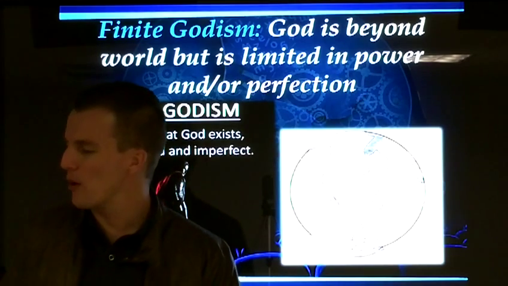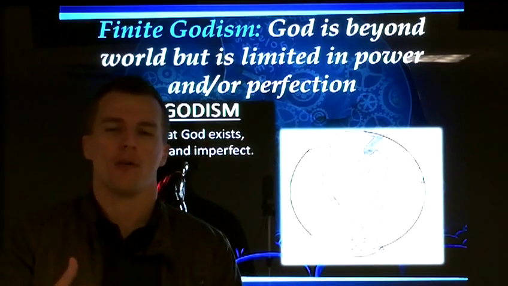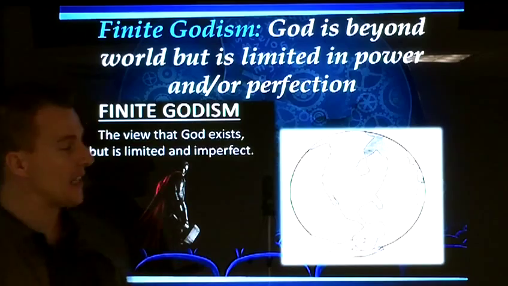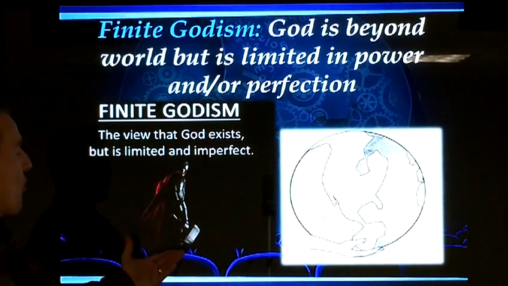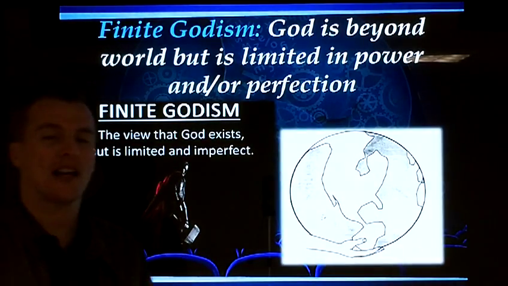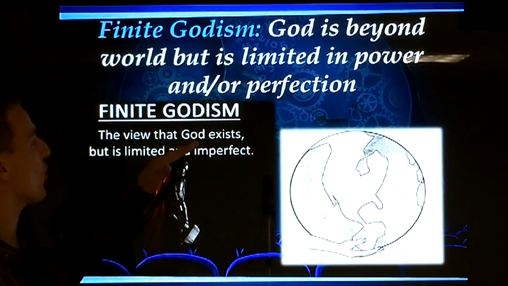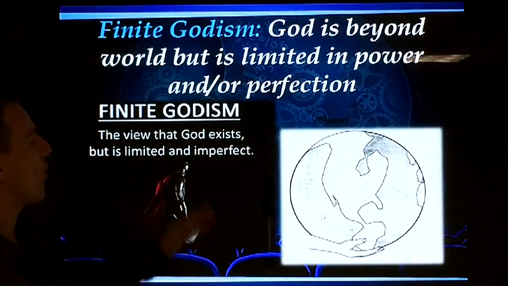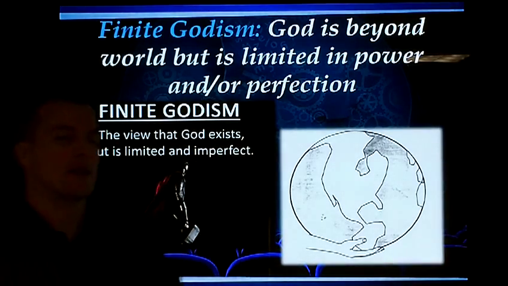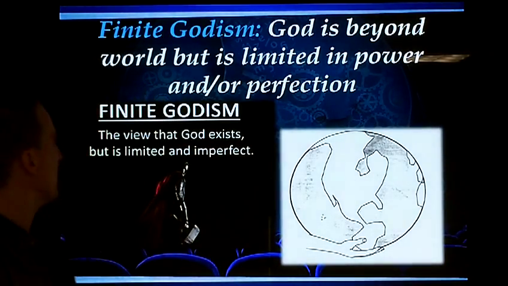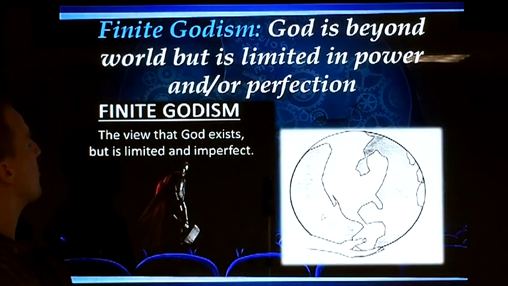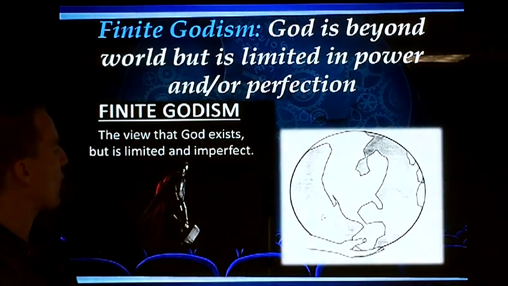The third one is one that you may not have thought about much, but you are familiar with it. As you can see, the picture we've chosen here is Thor, because finite godism is precisely that. God is beyond the world, but he is limited in power or his perfection. So God is beyond the world, but he's very, very limited. So he exists, but he's limited and he's imperfect.